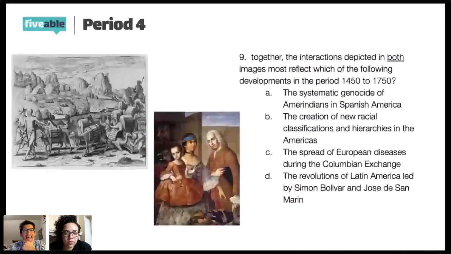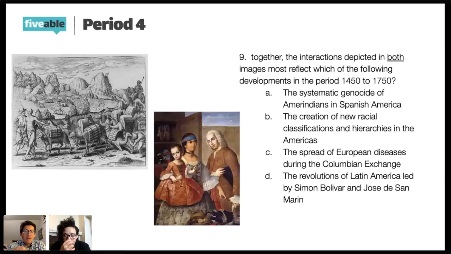Now this is interesting. Taken together, the interactions depicted in both images most reflect which of the following developments from 1450 to 1750? A, the systematic genocide of Amerindians in Spanish America. The genocide of Amerindians across the Americas was not necessarily systematic until perhaps maybe the 1800s in the U.S. B, the creation of new racial classifications and hierarchies in the Americas. C, the spread of European disease during the Columbian Exchange. Or D, the revolutions of Latin America. The revolutions of Latin America, D, that's going to be too late. That's after 1750. So toss that out.